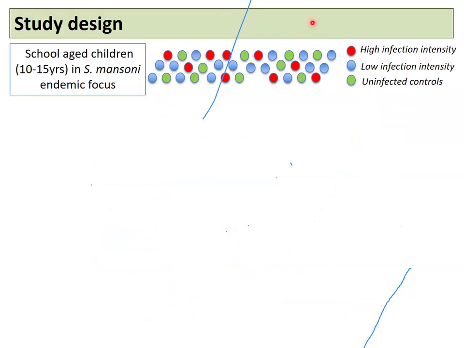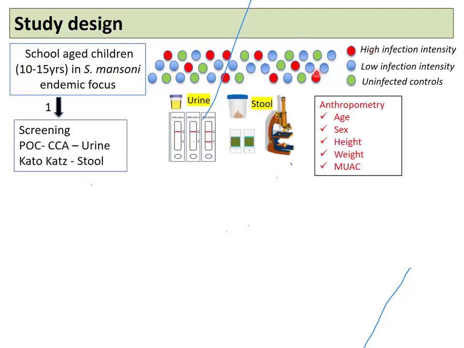Obviously, we didn't know how the population infection intensity was, because from this population of school children, we could identify children with high infection intensity, low infection intensity, and those who are uninfected in this whole population. And how we did that is first screening of these children using two methods. That is the POC-CCA, where we took a urine sample and subjected it to the POC-CCA test.